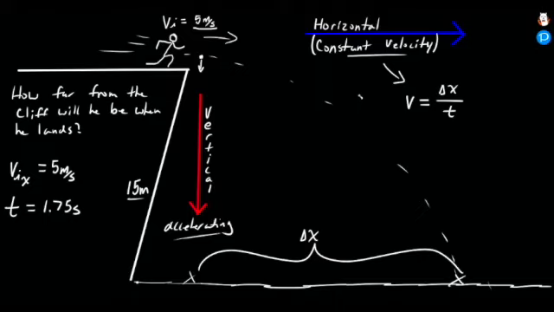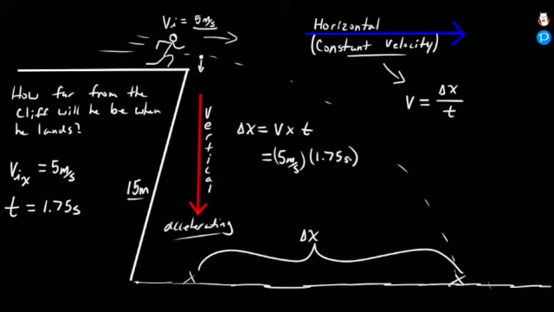I can't use any equation that involves acceleration because he's not accelerating in the horizontal direction, but I can use this. I know the velocity that he has the entire time. He's going to be moving at 5 meters per second in this direction for that 1.75 seconds. So if I rearrange this to solve for displacement, it's simply just going to be the velocity times the time. And so his velocity is 5 meters per second. And we're going to multiply that by the time that he's in the air, 1.75 seconds.